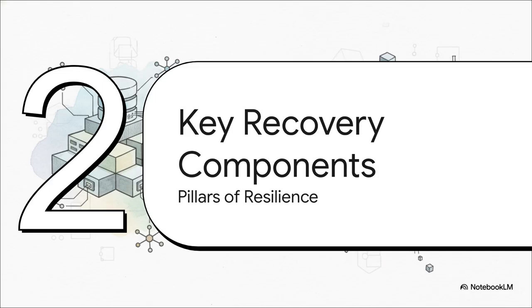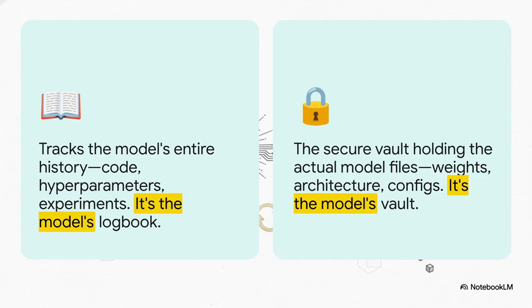So what exactly makes up this command center? Well, according to the guide from Virtualization Options, it really stands on two main pillars. Let's break those down, because they're both essential. Okay, so on one side, you've got version control. This is like the model's detailed logbook. It's the recipe. It tracks every line of code, every setting, every little tweak. Then on the other side, you've got artifact storage. This is the model's high-security vault. It holds the finished product, the actual trained model files.